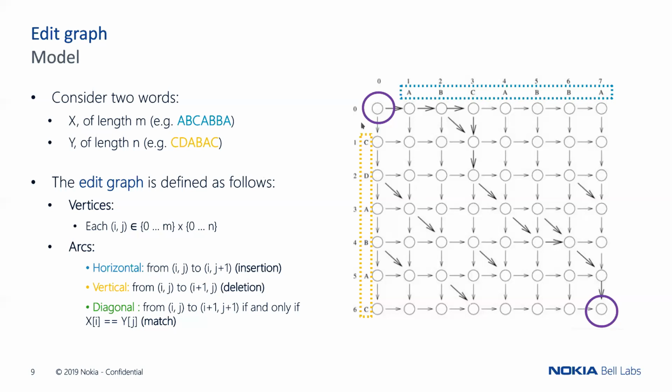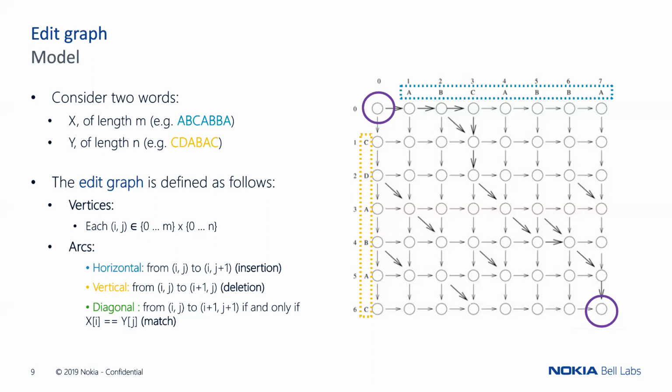A diagonal edge is used when you have a match between the two characters, the blue character and the orange character. As you can see here, you have a matching character. You have a C here, a C here. So you install a diagonal edge here. And you repeat the process. Whenever you find a pair of indices where the character is matching, like here, like here, like here, etc., you install a diagonal edge. This corresponds to a matching character, a common character, if you prefer, of X and Y.